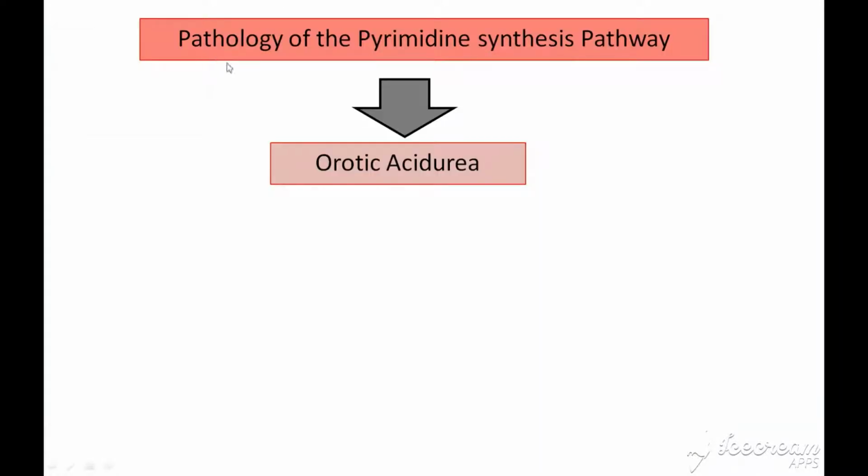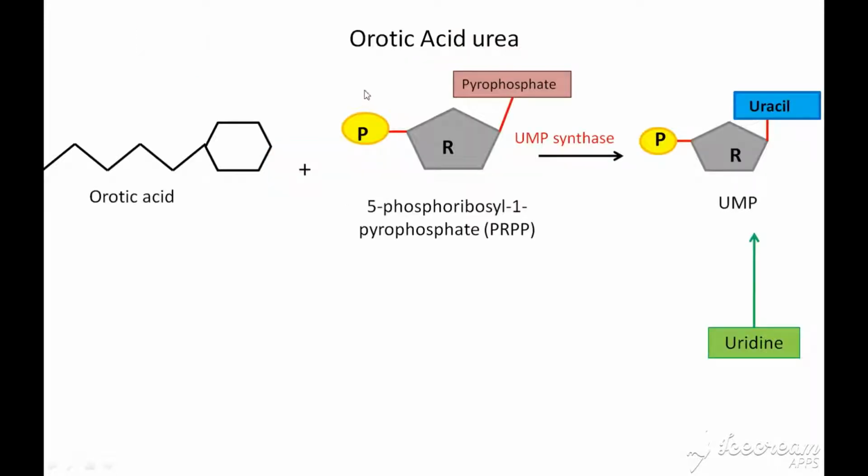Okay, so there's only one pathology that is associated with the pyrimidine synthesis pathway, and that is orotic aciduria. This is an autosomal recessive defect in which there is a deficiency in the enzyme UMP synthase. If you recall, when we were talking about the pyrimidine synthesis pathway, orotic acid is combined with PRPP to form UMP, and this is catalyzed by the enzyme UMP synthase.